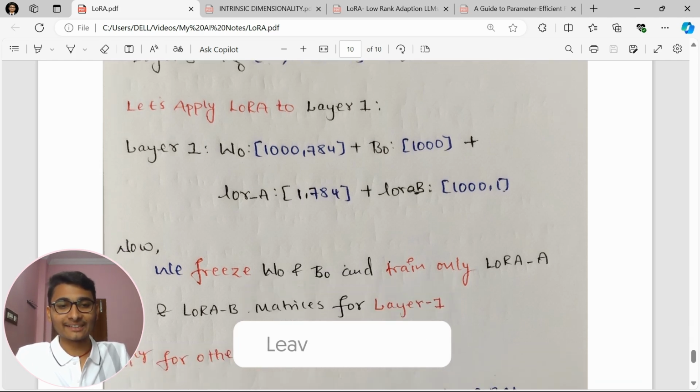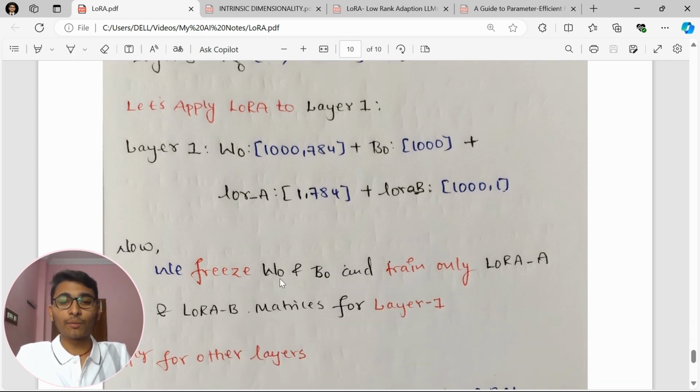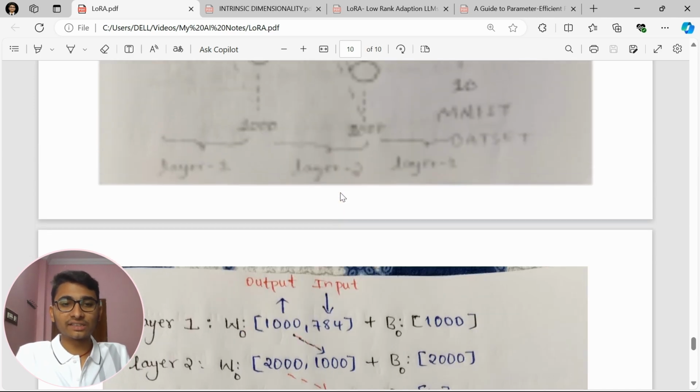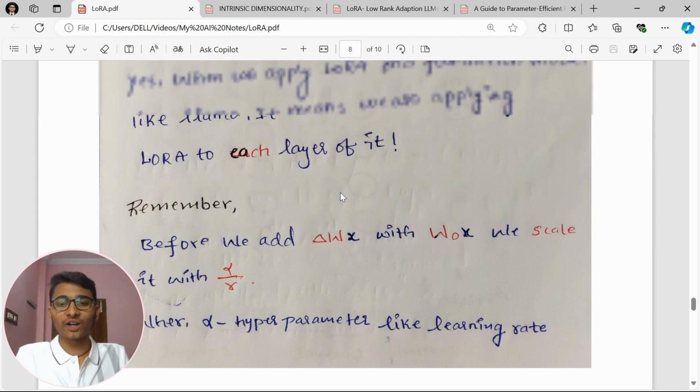And a small homework, guys. Now see, we freeze W naught and B naught, and we train only LoRA A and LoRA B for layer 1. For layer 2, LoRA A and LoRA B. For layer 3, LoRA A and LoRA B only we will train. We don't train these. Now after training, as I already told, we get delta W. If you want, we scale, and then we add to W naught into X. I showed you here, see, this is our output. How we get the output. I hope you understood LoRA, guys.